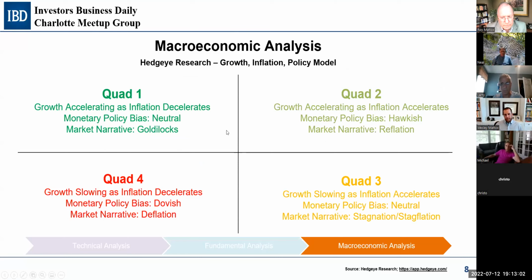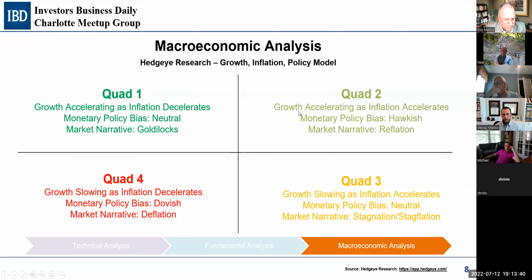In the macro environment, one of the things that we like to look at is this 4-quadrant framework for macroeconomic analysis. And we're in this quad 4 sort of environment, although you could say quad 3. It's based on growth and inflation, the rate of change. The quad 4, we would see growth slowing and inflation decelerating. We have yet to see inflation decelerate, but the markets are clearly pricing this in. Oil hung on for a while until about a month ago, and so as we see commodities peak, we're probably going to be firmly in this quad 4 environment of slowing growth, slowing inflation.